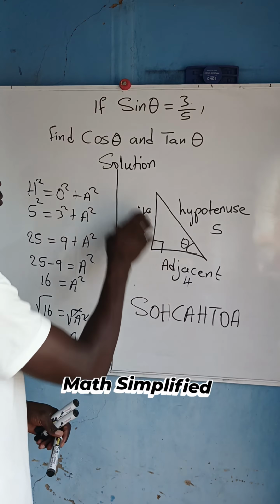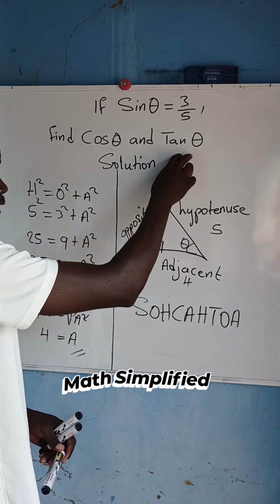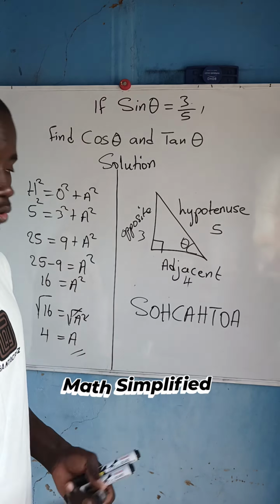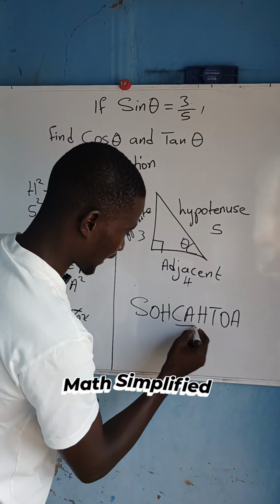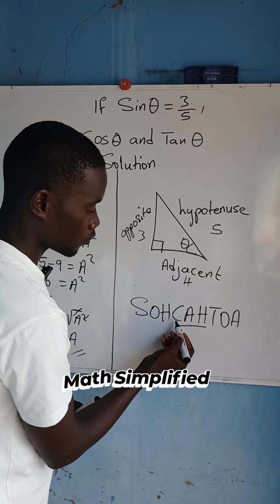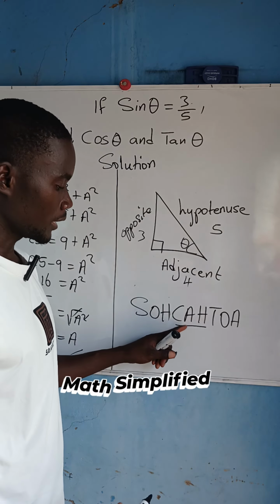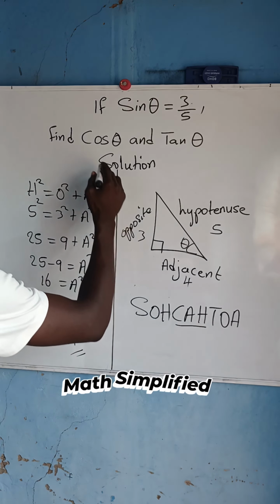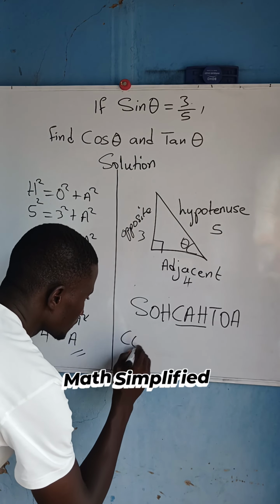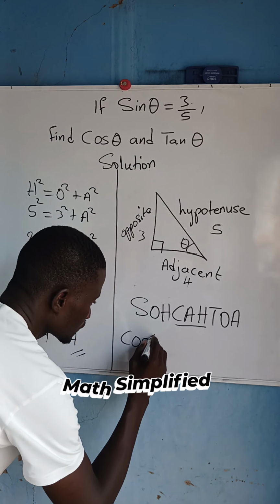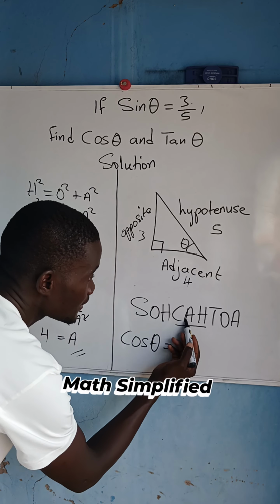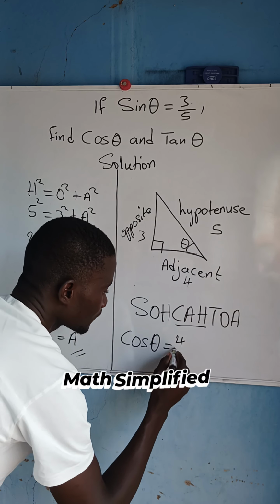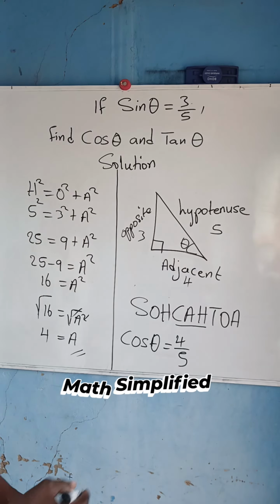We are now going to use this one to find the cos theta and the tan theta. Okay, so from here, when you are asked to find cos, the first letter stands for cos. So to find cos is adjacent over hypotenuse. So let's bring cos theta. Cos theta is equal to adjacent. This is our adjacent, which is 4, over hypotenuse, which is what? 5. Okay, have you seen that?